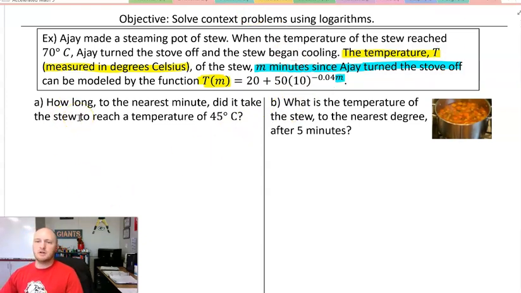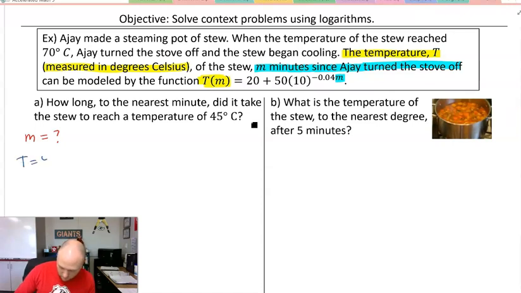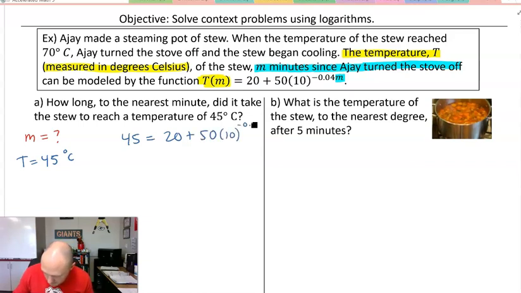Part A says, how long, to the nearest minute, did it take for the stew to reach a temperature of 45 degrees Celsius? So I don't know what m is in this case. That's how long. I'm not sure how long. What I do know is they want the temperature to reach 45 degrees Celsius. So I just plug that in. I'm going to use the equation 45 equals 20 plus 50 times 10 to the power of negative 0.04 m.